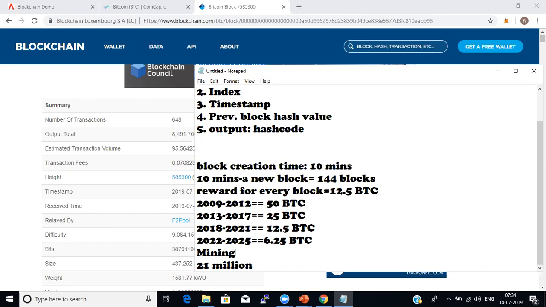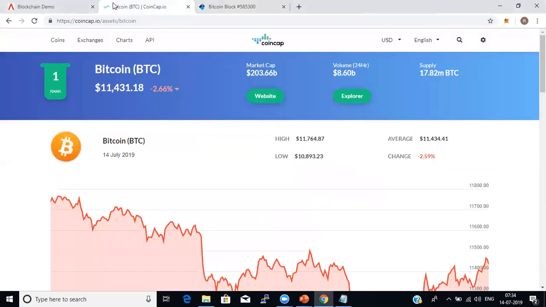Like that, here Bitcoins are coming up every 10 minutes. New Bitcoins are coming up. As per today's scenario, 12.5 Bitcoins are being added into the market. So right now, this is the total supply: 17.82 million Bitcoins. The maximum supply cap is 21 million.